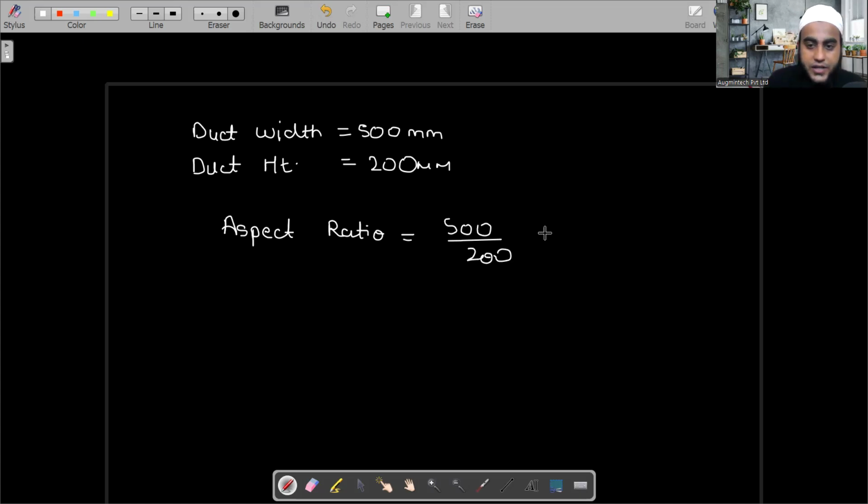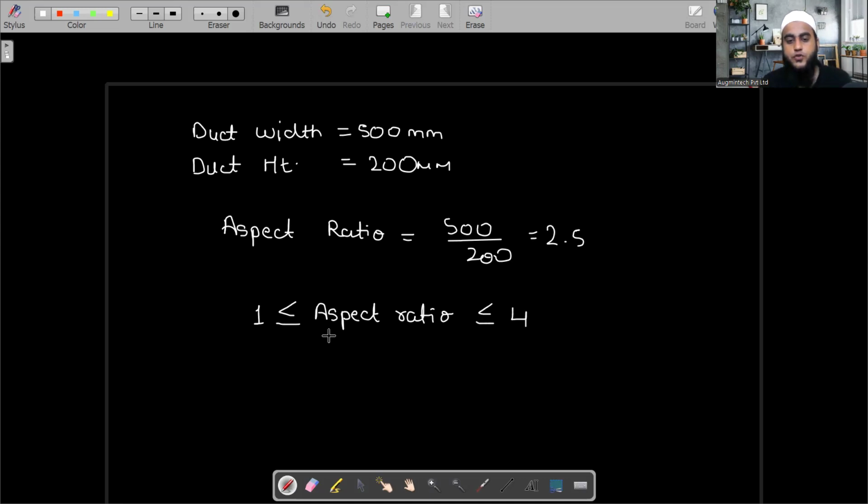Yes, all of you are right. So can you tell me, can we select this size of duct? 2.5 aspect. And as I told you, the aspect ratio value should always be greater than or equal to 1 and less than or equal to 4. Okay, between 1 to 4.